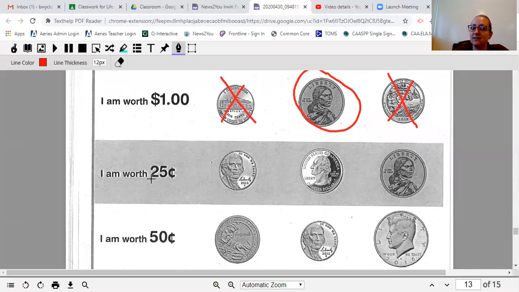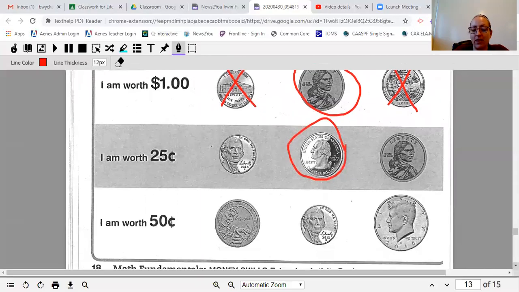Here is where I can find the actual quarter, the one that is worth 25 cents. And the good thing is you can see right here at the bottom, it says quarter. So we know right away that's our quarter.